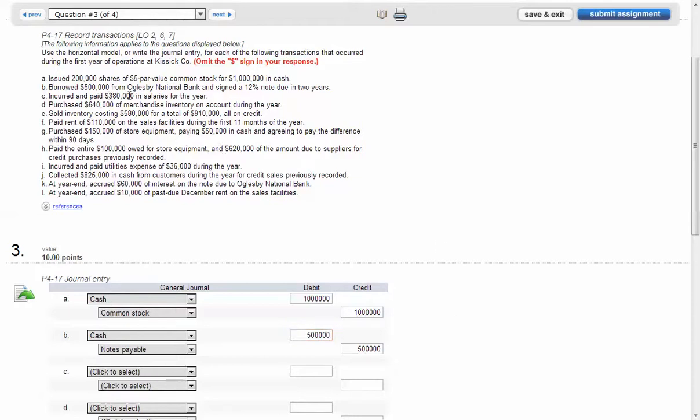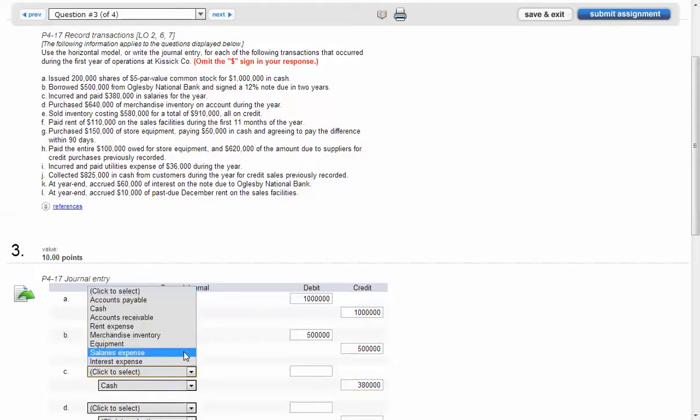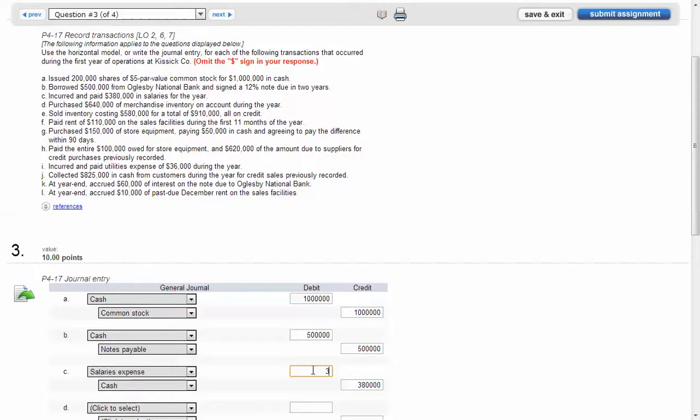C, incurred and paid $380,000 in salaries for the year. So we paid $380,000 in salaries. That means we need to credit cash. Cash decreases with credits. And in exchange, we paid our salaries. So we'll debit salaries expense, $380,000.